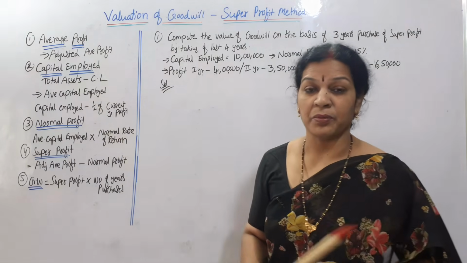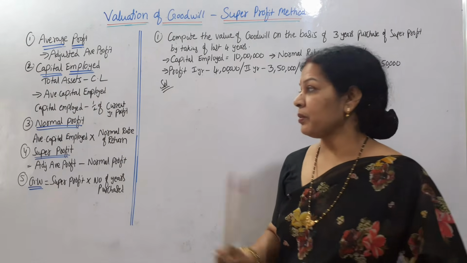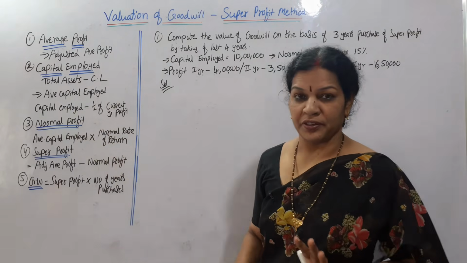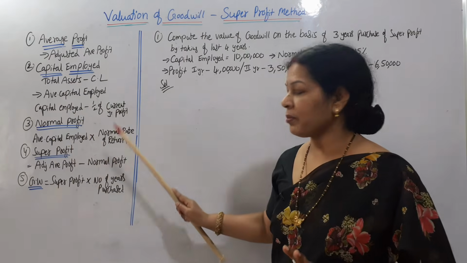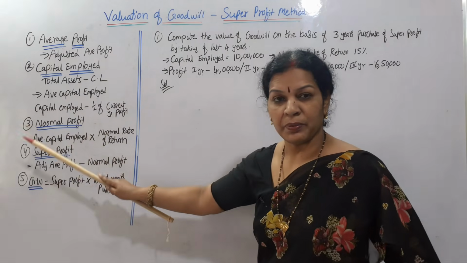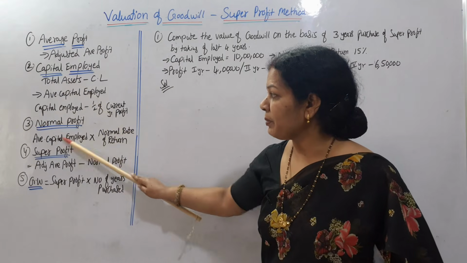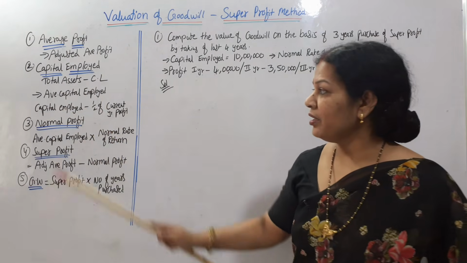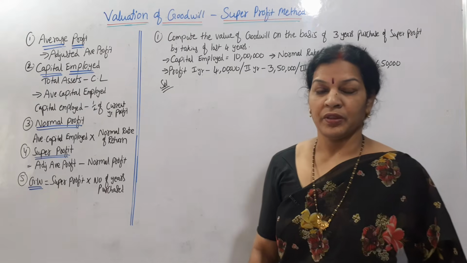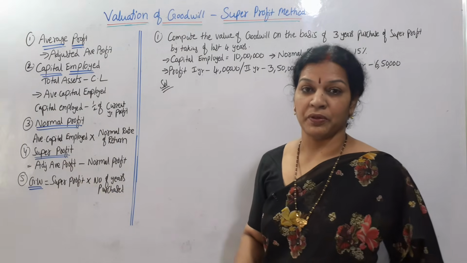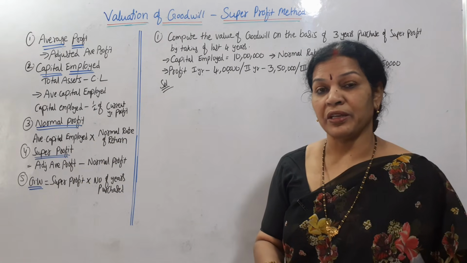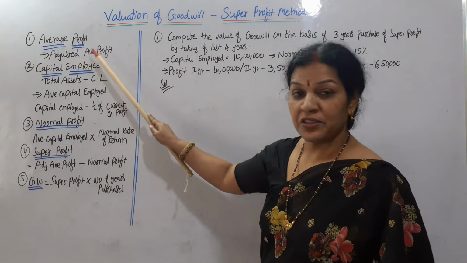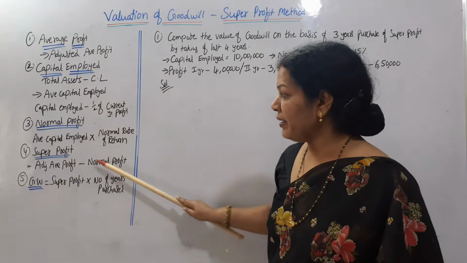The third step is normal profit. How to calculate normal profit? Remember the formula. Here you already got average capital employed, that into normal rate of return. To get the normal profit, average capital employed into normal rate of return, so that you get the normal profit. Once you get the normal profit, then you have to calculate super profit. How to calculate super profit? Adjusted average profit minus normal profit.